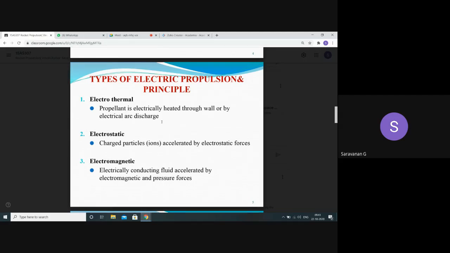First, you create the charged particle by using the electric power supply. Then you accelerate the charged particle by providing some grids or some setups or systems. The third step is expelling the charged particle through a nozzle to generate thrust. So this basic principle is common for all three systems.